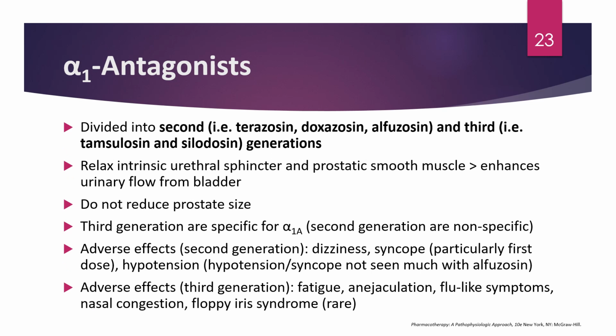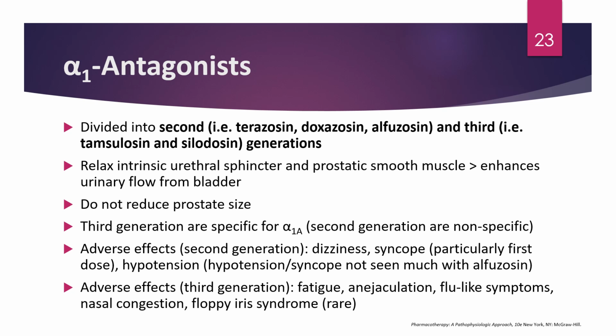We also obviously have our alpha-1 antagonists, and these are the cornerstone of therapy for BPH patients, particularly with moderate symptoms. These are divided into second generation and third generation, and you see they are bolded here. These are generations that I want you to know. Second generation includes terazosin, doxazosin, and alfuzosin, and third generation includes tamsulosin and silodosin.